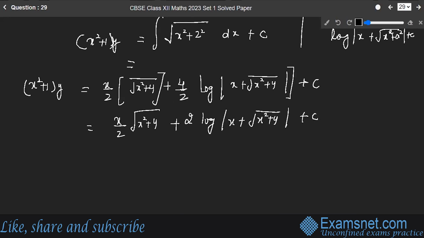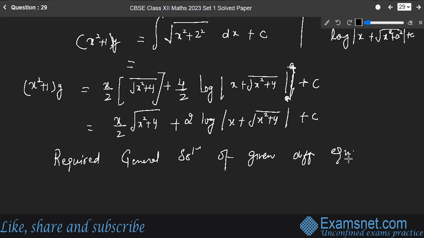Here's a correction. This bracket was here, not at this place. Okay, so this is the required general solution of the given differential equation. That is x by 2 root of x square plus 4 plus 2 log x plus root of x square plus 4 plus c.